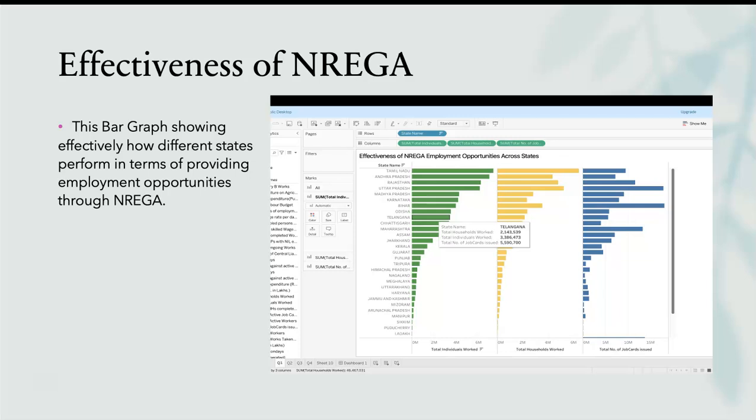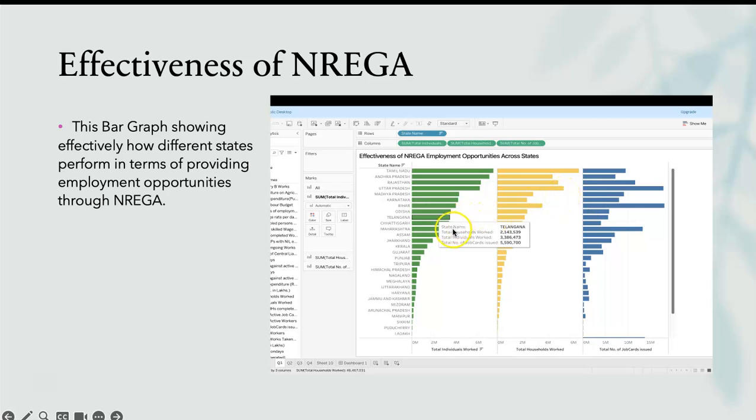I have taken a bar graph to show the data clearly, how effectively this NREGA works for the rural households. I have taken total individuals worked, total households, and the total number of job cards issued. I have taken these three as the columns, and next I have taken only the state name to be visually shown. The green bars indicate the total individuals worked, the yellow bars indicate total households worked, and the blue bars indicate the total number of job cards issued.